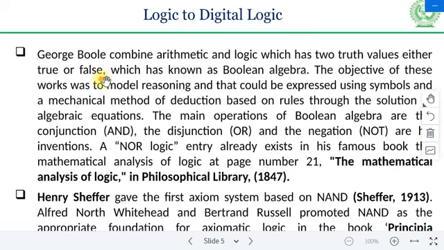But there is some ambiguity in it. The proposition is the light and the dark. So dark is the effect: light and without light. Is it visible or not visible, that type of statement. So George Boole combined arithmetic and logic, which has two truth values, either true or false, which is known as Boolean algebra.